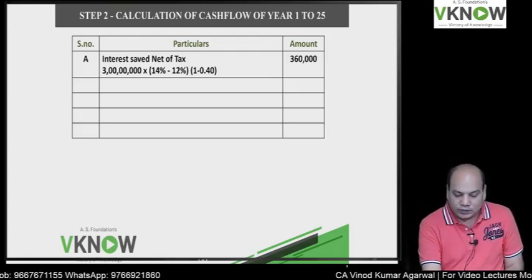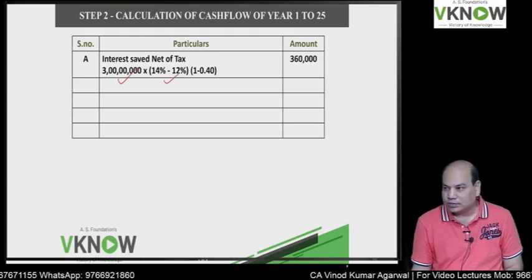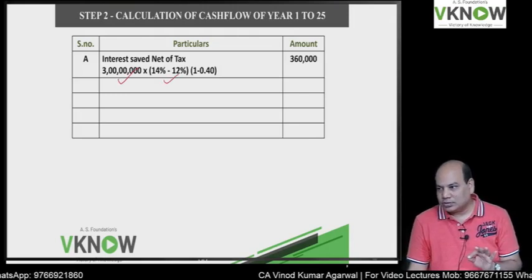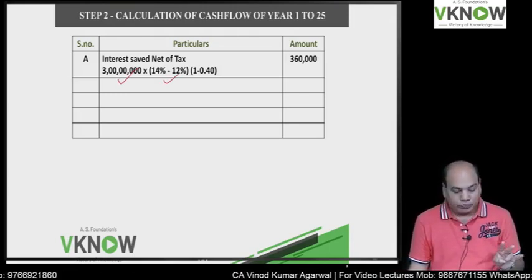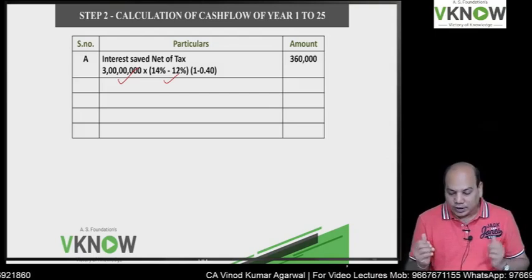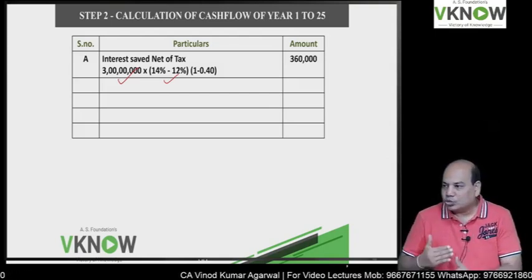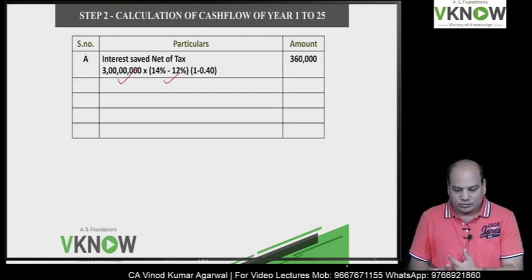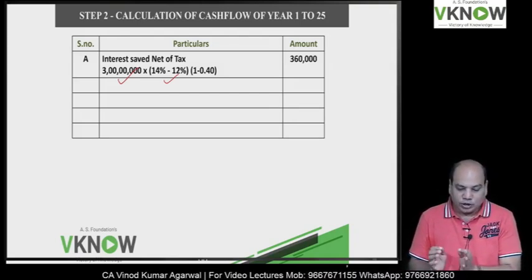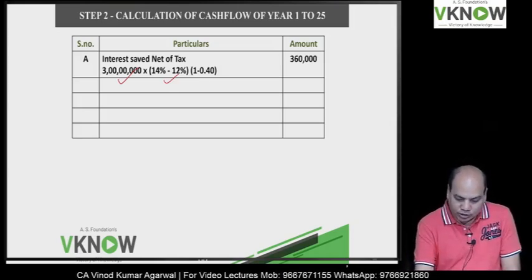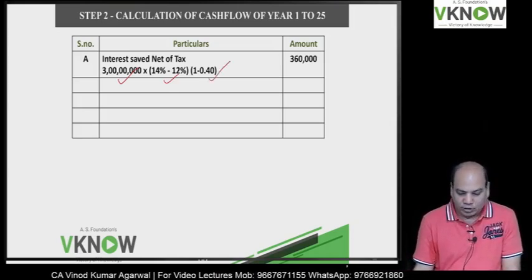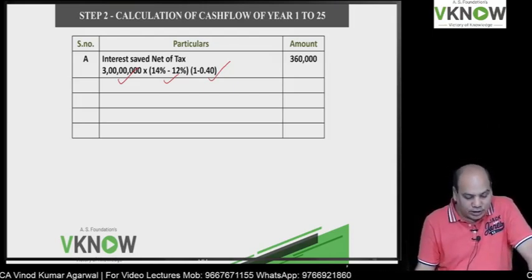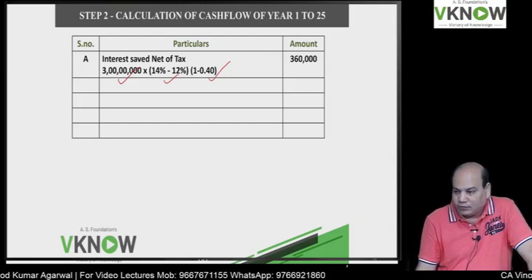How much interest will you save on 3 crore? 2% you will save. Earlier you were paying 14%, now you will be paying 12%. So 2% on 3 crore. But because you are going to save interest, you will not be able to save tax. Right? So there is a loss of tax shield. So I will take into 1 minus 0.40. This is the after tax effect. Do the calculation. Every year you will save 3,60,000 net of tax. Very, very good.